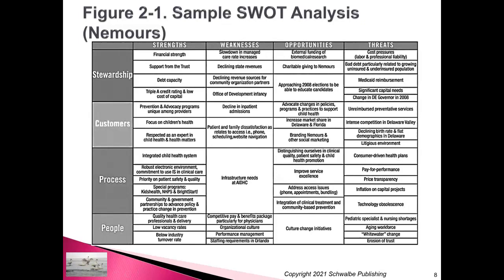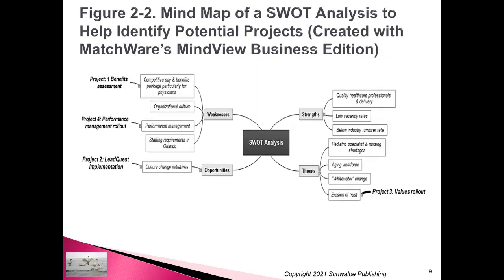Now, here is a sample SWOT analysis. You'll see across the top, strengths, weaknesses, opportunities, threats. And they broke it down into these 4 categories on the left. You don't have to do this. This is a unique, clever approach. But they said from stewardship to customers to process and people, they broke all of those down into strengths, weaknesses, opportunities, and threats, and built that into the project along the way.